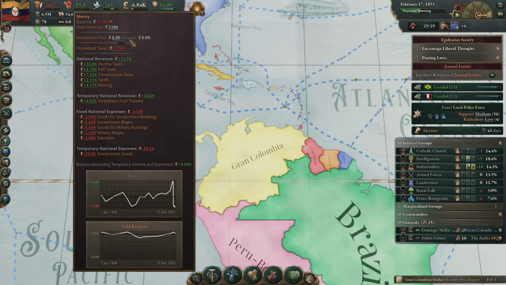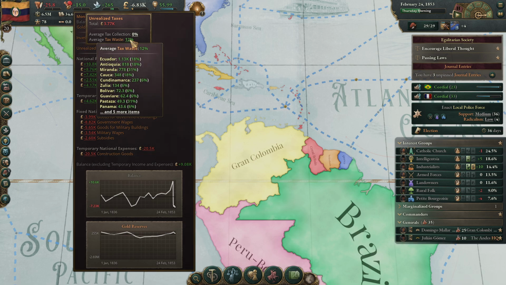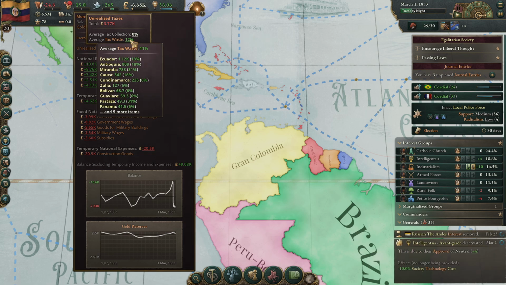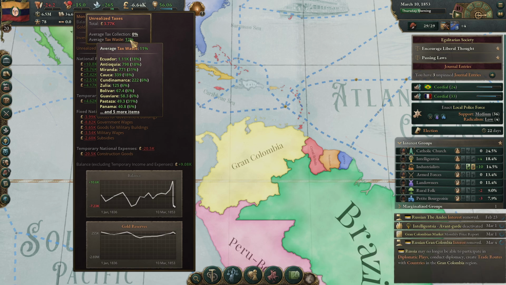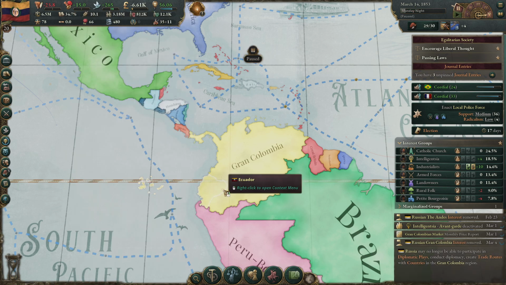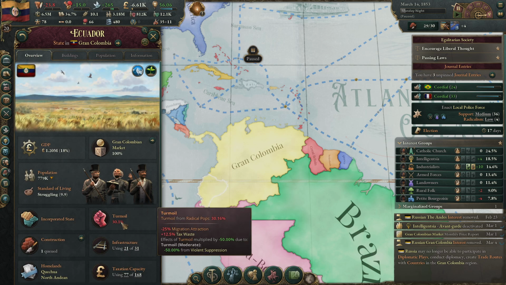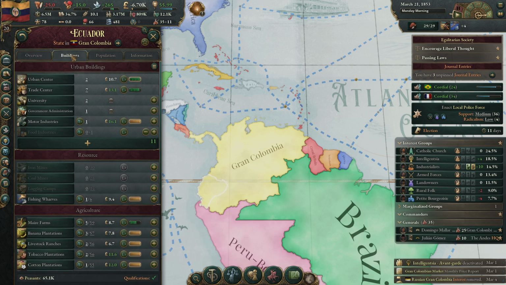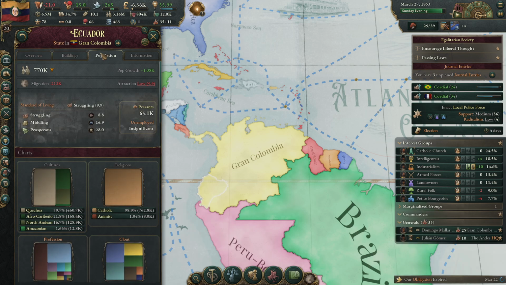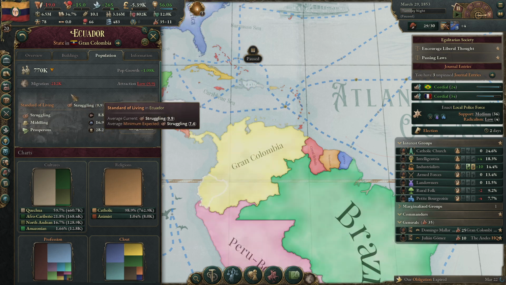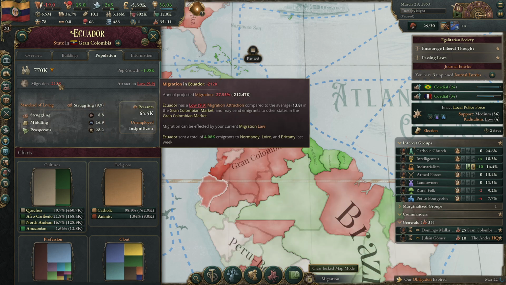Realized taxes is fine-ish. It's going down. The turmoil is at 18% now in Ecuador. Well, we have more turmoil, but it is getting better here. People are actually... Oh my goodness. 200,000 people are leaving over here. They're going to France.